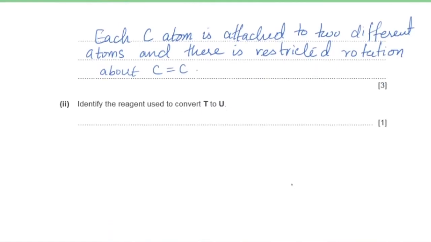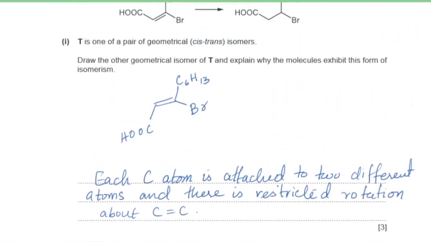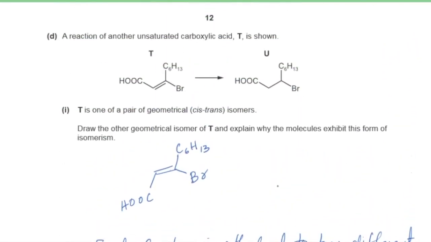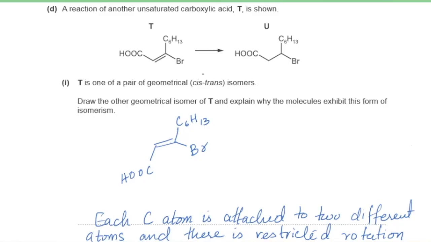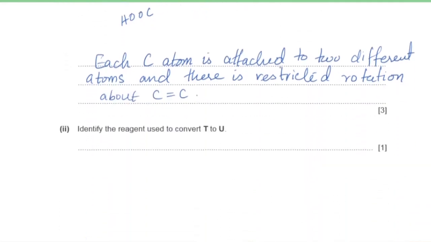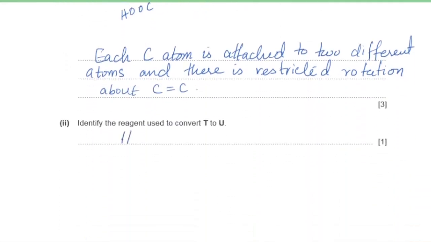Part 2, identify the reagent used to convert T to U. So T must have undergone a reaction with hydrogen so that the new product, which is U, will have more hydrogen atoms attached to it. So the reagent was hydrogen gas.